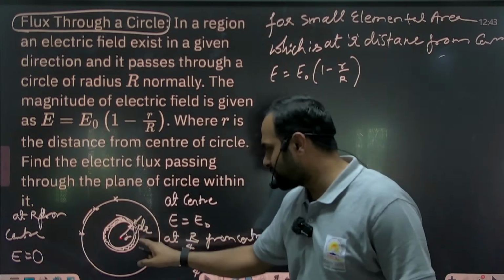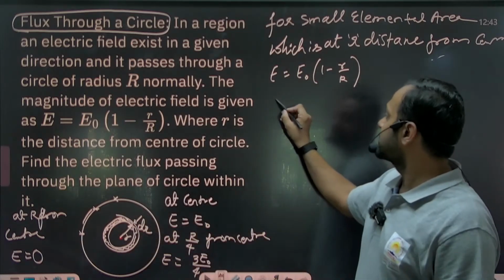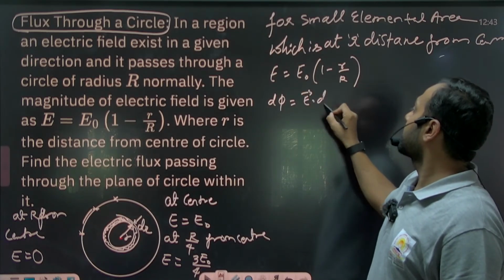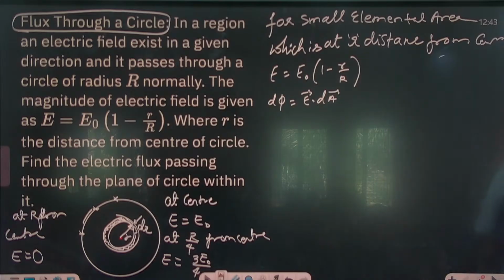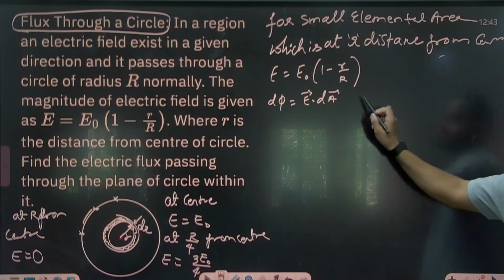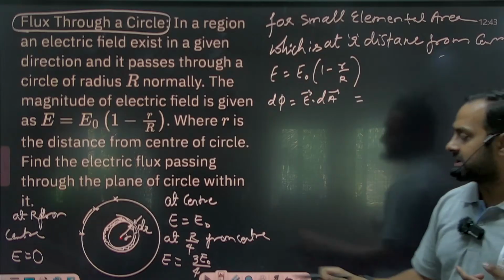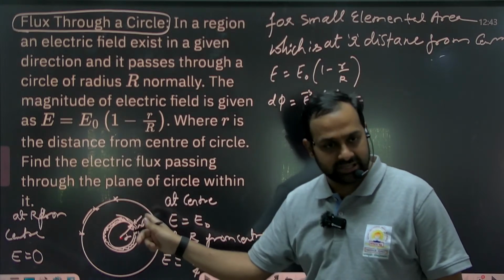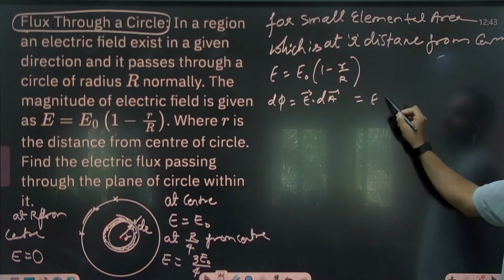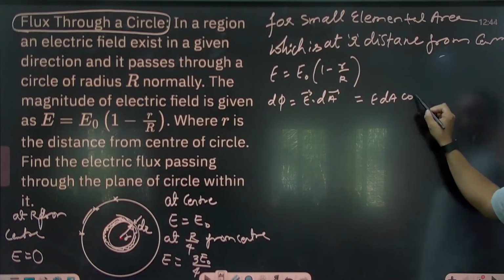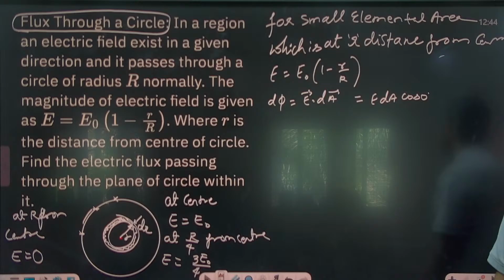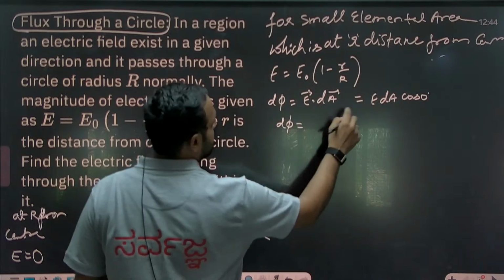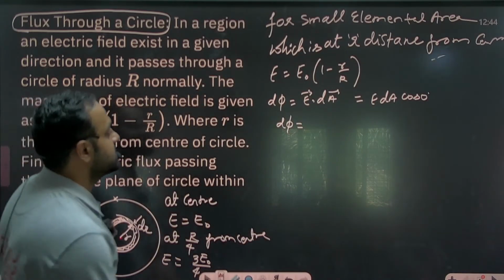Now, what will be the flux through this small area? The area vector and the electric field are in the same direction. So the flux will be E dA cos 0 degree, and cos 0 degree is 1. So flux through this small area will be E into dA.